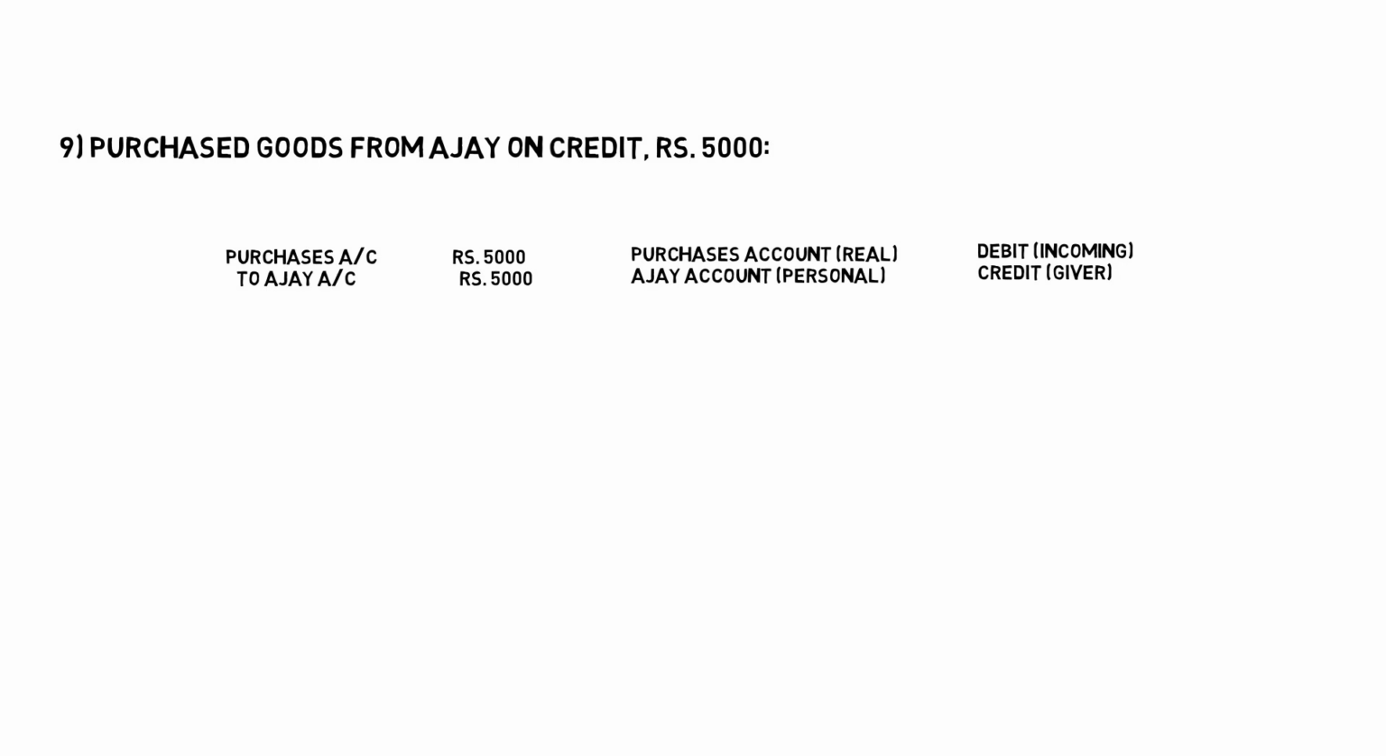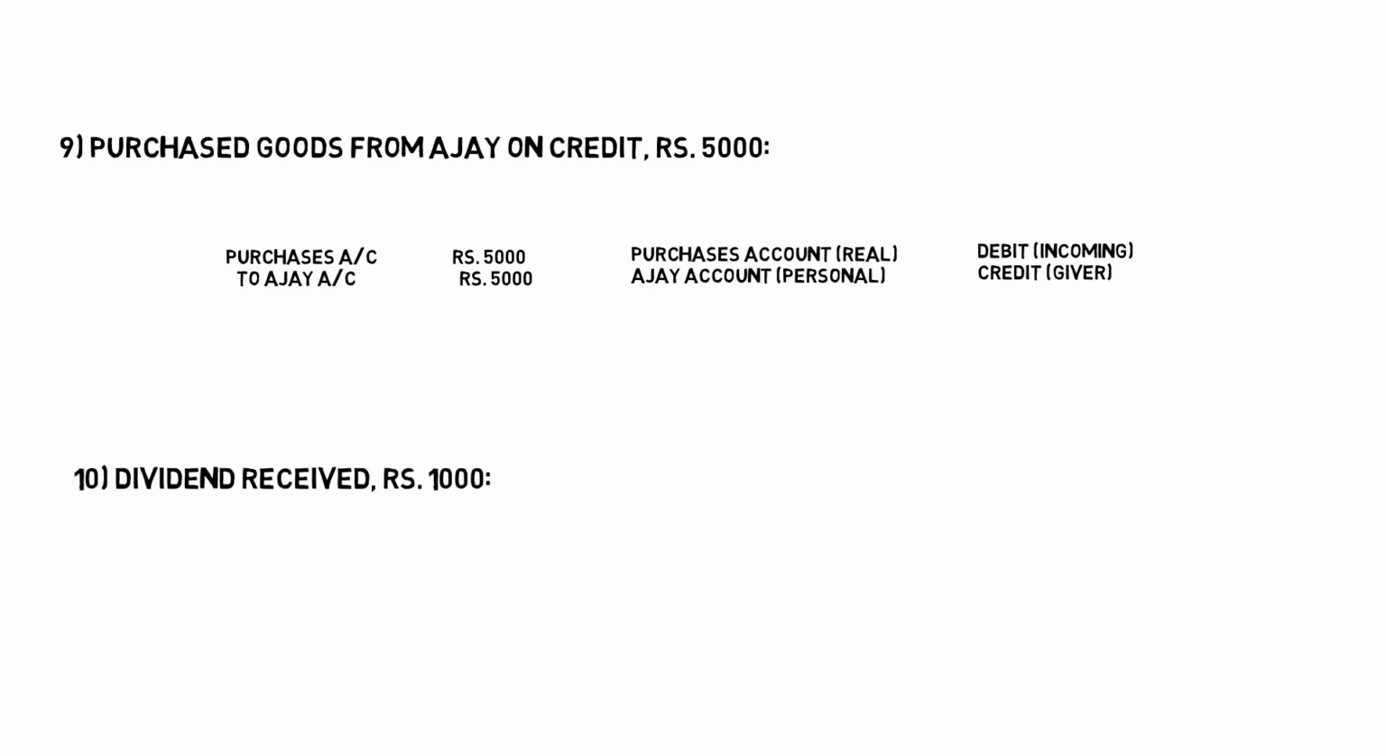So in personal account, the one who is lending you money, the one who is lending you goods, or the one who is selling to you on credit becomes a personal account, and they become a creditor in the business to whom you have a liability. So Ajay here is a liability to you and you have to pay back that amount of rupees 5,000. Hence the accounting treatment is purchases account rupees 5,000 to Ajay's account rupees 5,000.